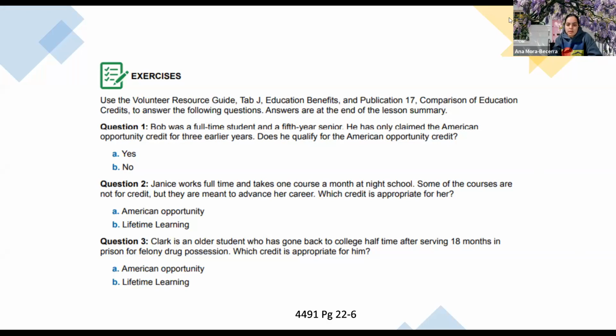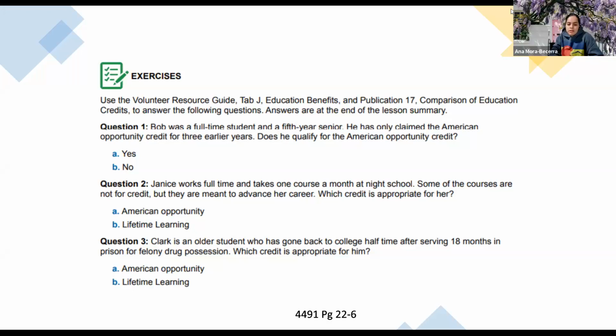The second one: Janice works full-time and takes one course a month at night school. Some of the courses are not for credit, but they are meant to advance her career. Which credit is appropriate for her? The Lifetime Learning Credit, yes. And that's because she's not taking full-time classes, which is one of the requirements for the American Opportunity Credit.